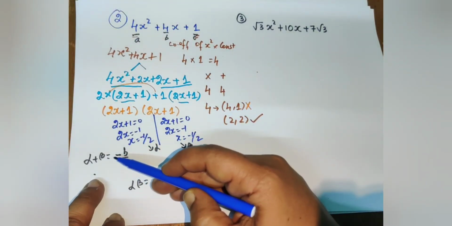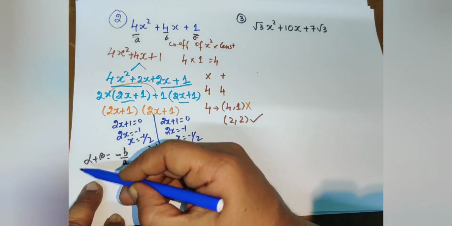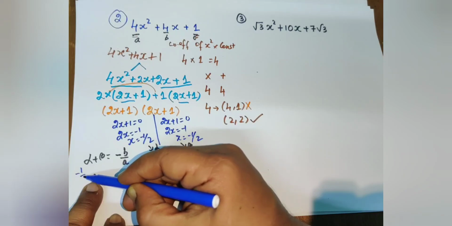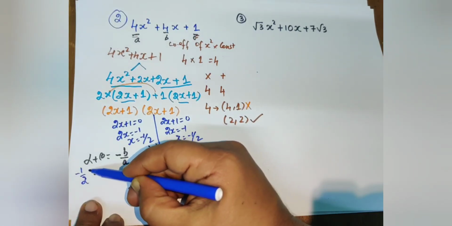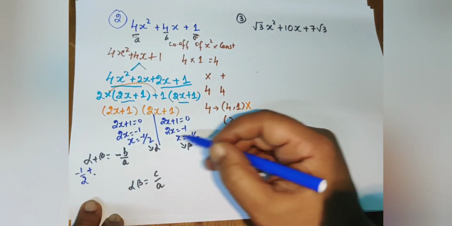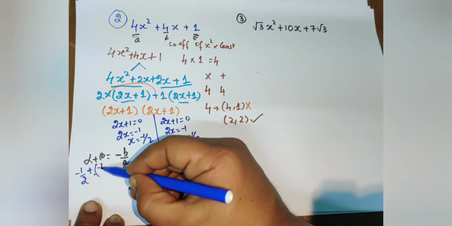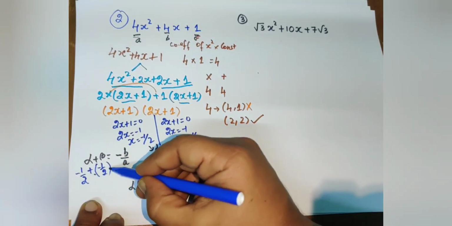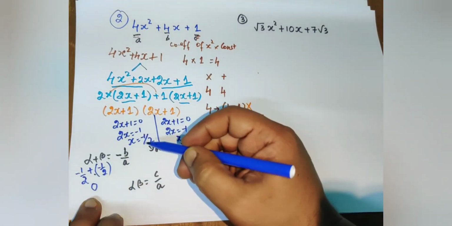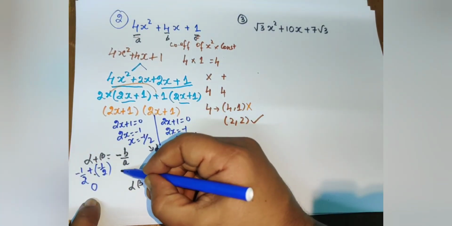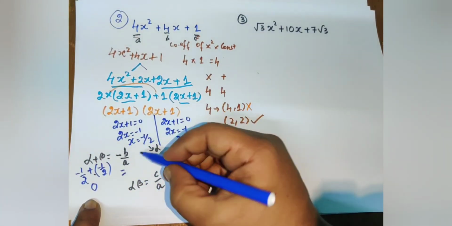So alpha plus beta, what is alpha plus beta? Alpha is minus 1 by 2, plus beta, which is also minus 1 by 2. So minus 1 by 2 plus 1 by 2 will get 0. So for alpha plus beta, we got the result as 0. The same result we have to be getting here.